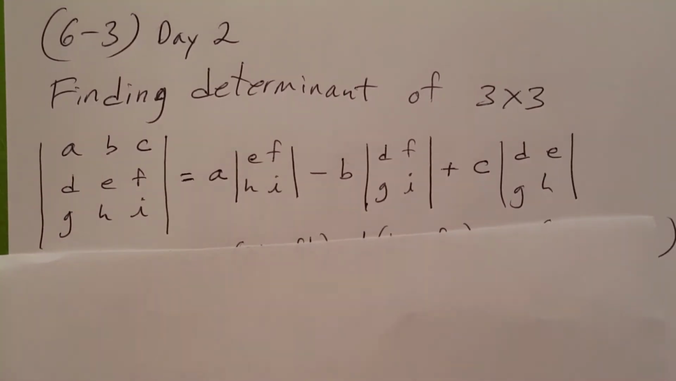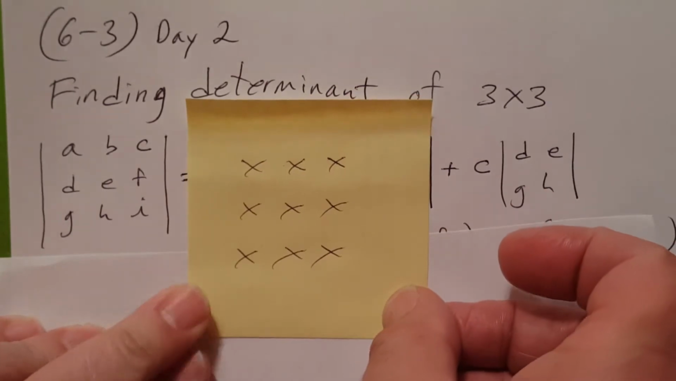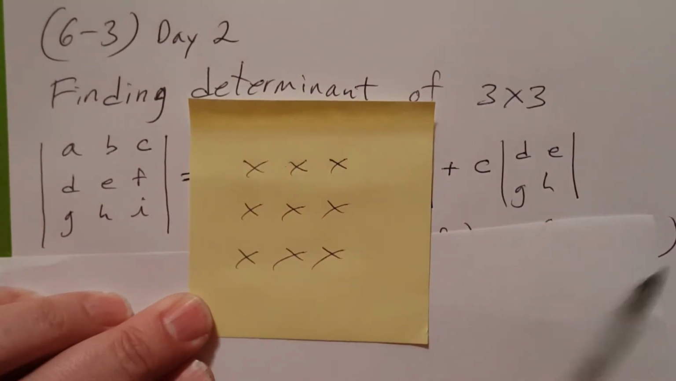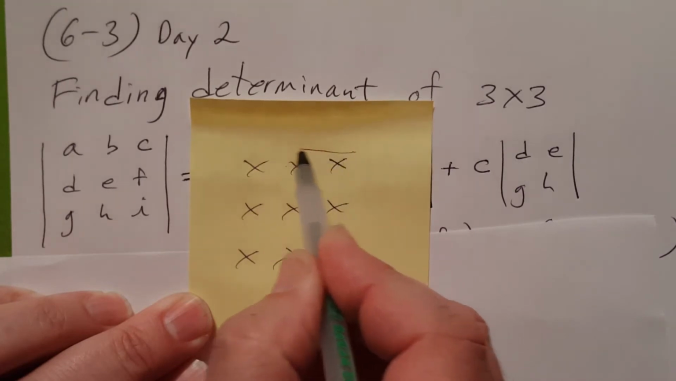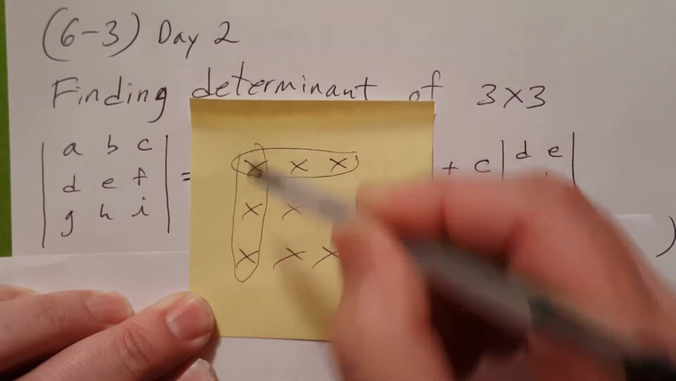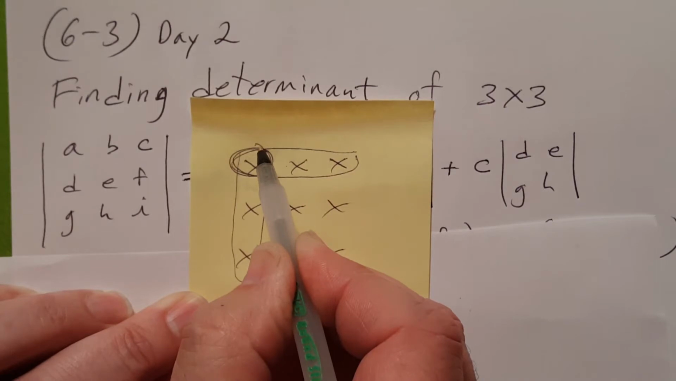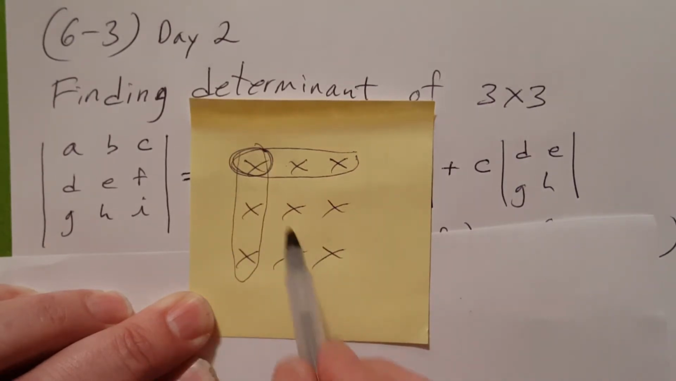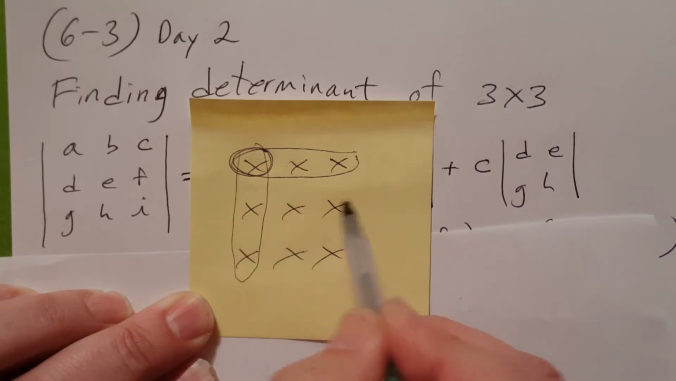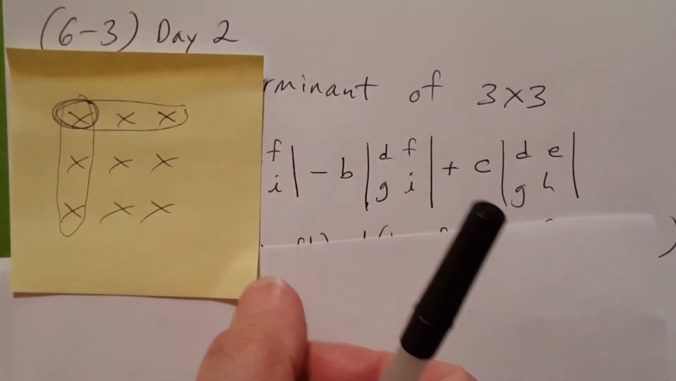It'll be easier if I show you in a different way. You're not going to copy this, just watch. So it's the position of the numbers that matters. If you circle the top row and the left column, notice that this number on top is double circled, and what's left outside is a 2x2, right? Okay. Then, I'll put that aside for a second.